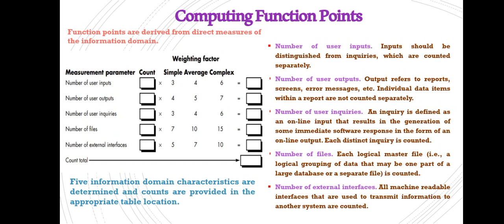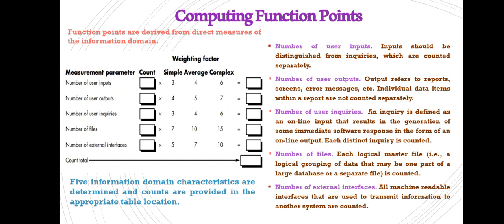The next one is number of user outputs. The outputs can be referred to any type of error messages, screens or reports, etc. Individual data items within a report are not counted separately. Those are combinedly collected and the report is generated. Here we don't consider an individual item within a report separately.